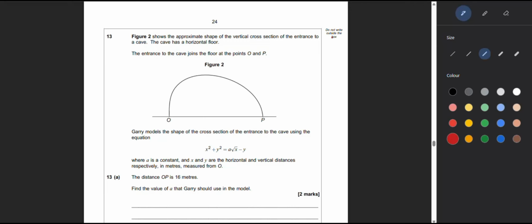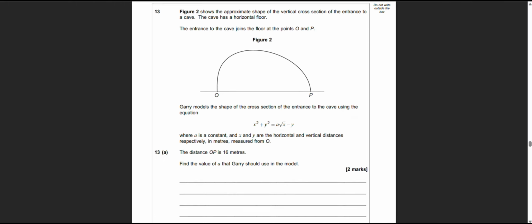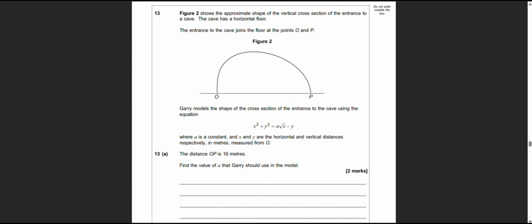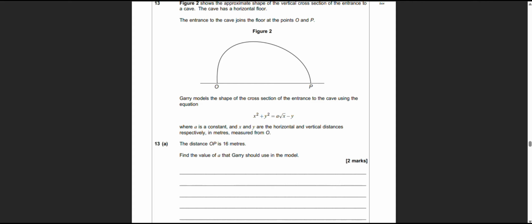At question 13 of the AQA June 2022 paper. It says here, the figure shows the approximate shape of a vertical cross section to the entrance of the cave. The cave's horizontal floor and the cave joins the floor at O and P. Gary models a cross section of the cave using that equation.